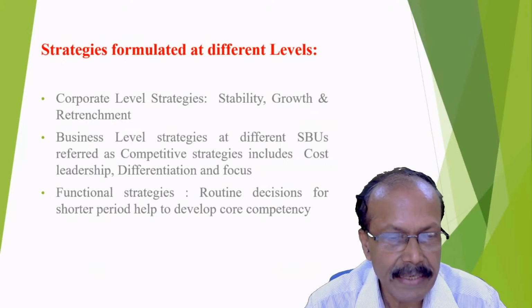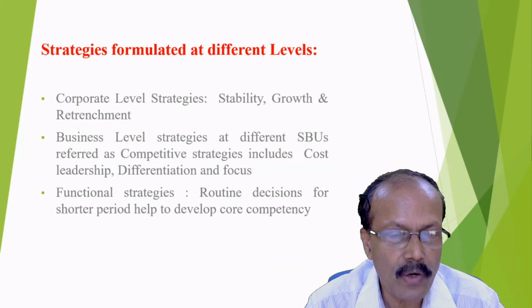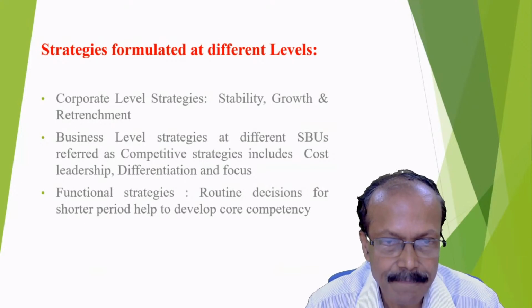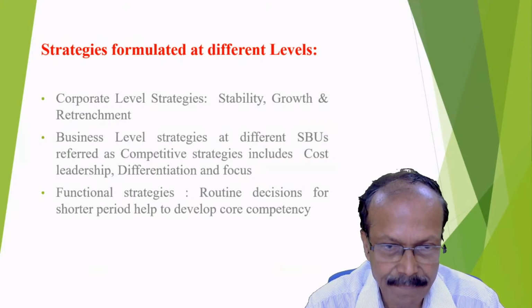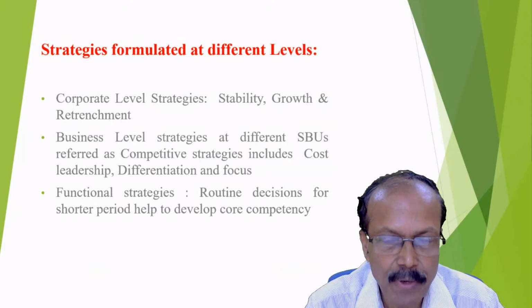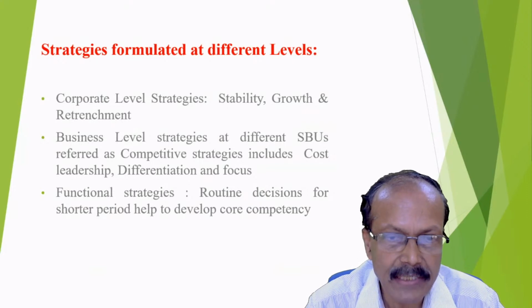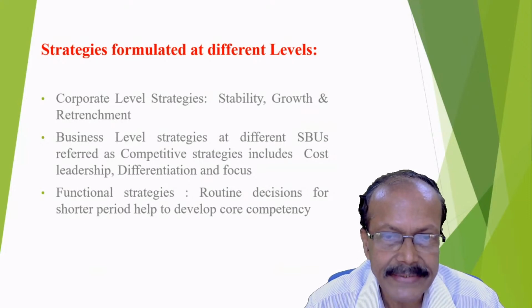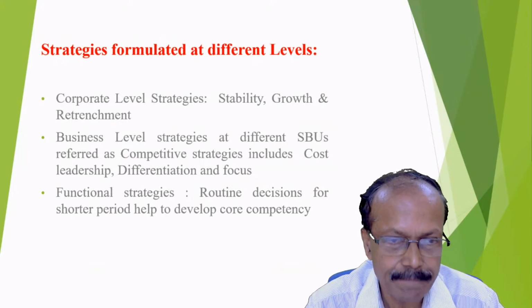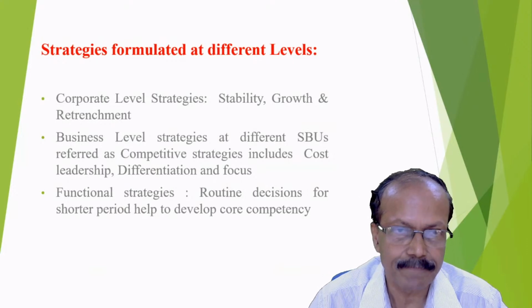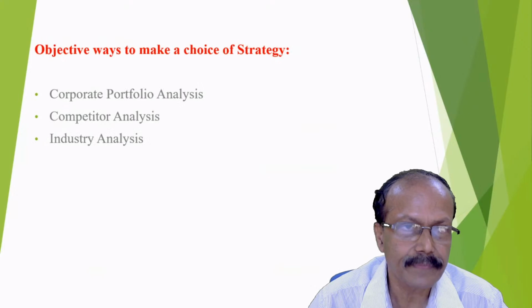And the next level strategy is called the functional strategies, adopted by the functional departments of the organization, that is by the human resource, production, marketing, and finance departments, etc. And those are routine decisions for a shorter period which help to develop the core competency of the organization.